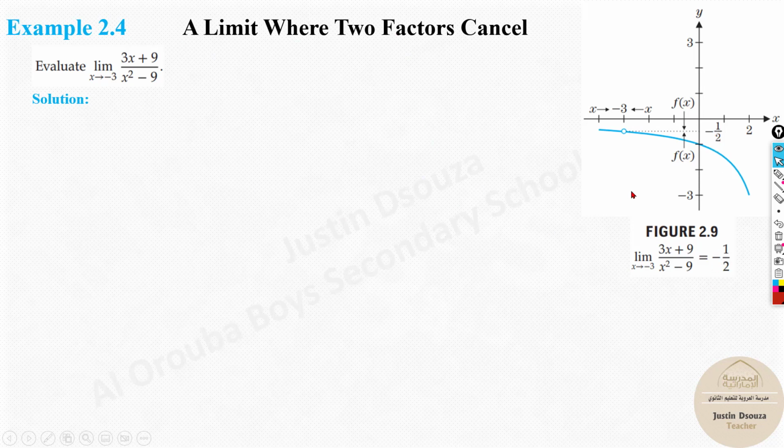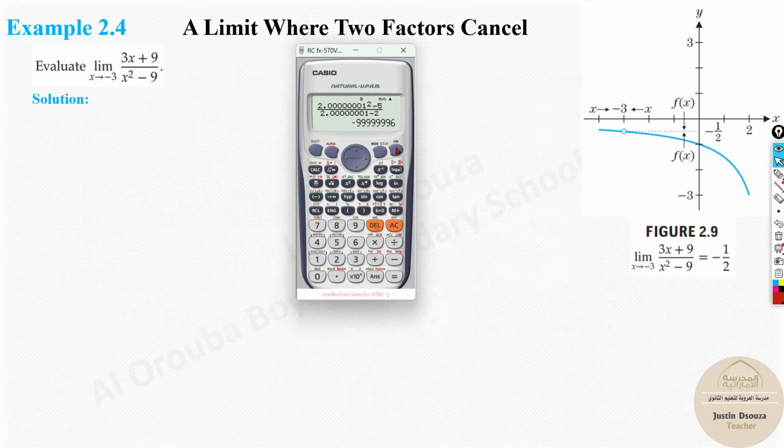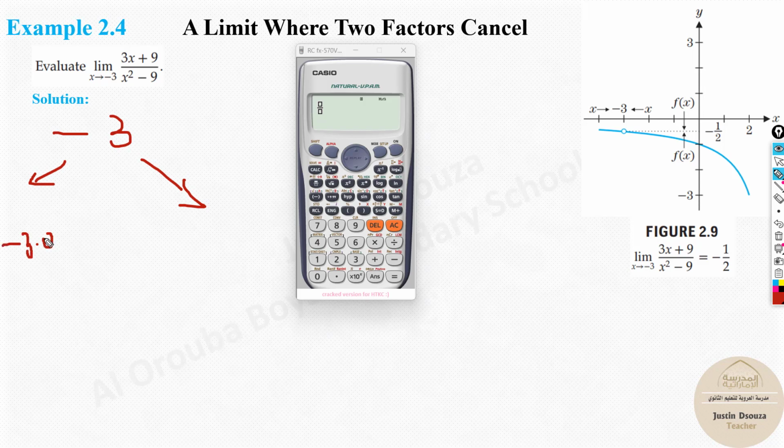Okay, but how do we do it directly? Take out your calculator. Now over here, since it's minus 3, I will take values less than and greater than. Less than would be minus 3.001, greater than would be minus 2.99. You know, with negative values, the value that is smaller in magnitude is the greater one.